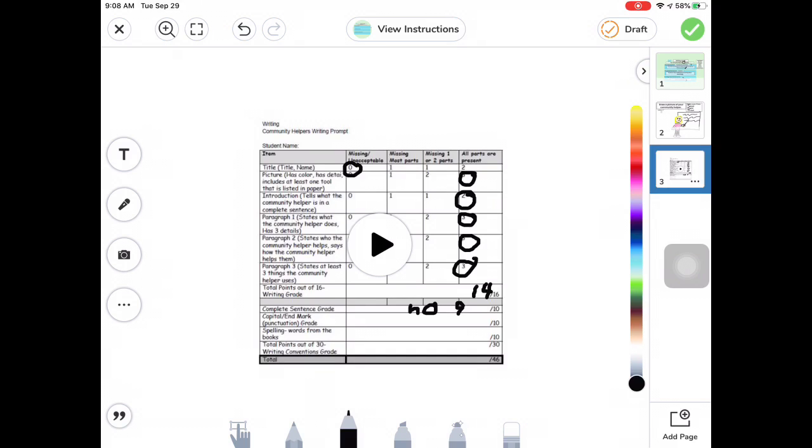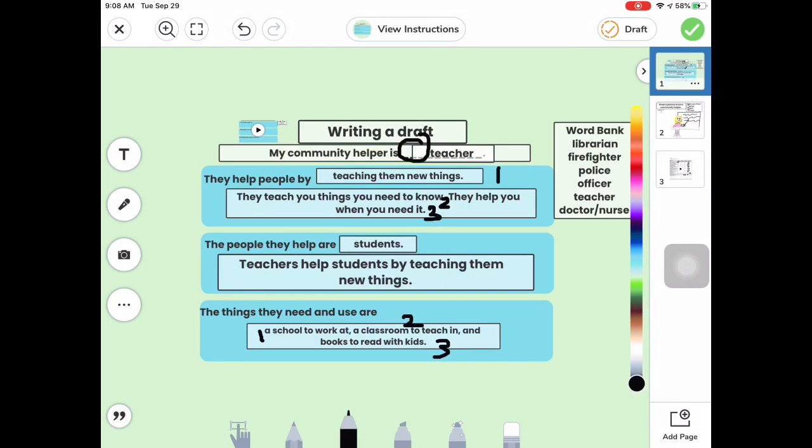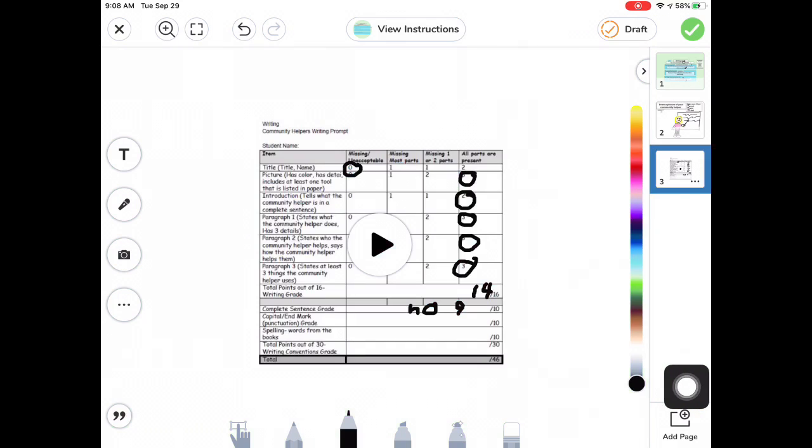Capital and end marks and punctuation. Let's make sure all of my sentences have a capital letter and an end mark. So I can see this first sentence, they help people by, and it ends with a period. Capital letter, period, capital letter, period, capital letter, period. Yep. Capital letter, period at the very end. So yes, I can mark that as full points. I'm going to write a 10.